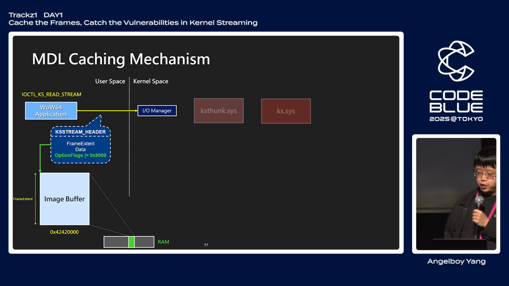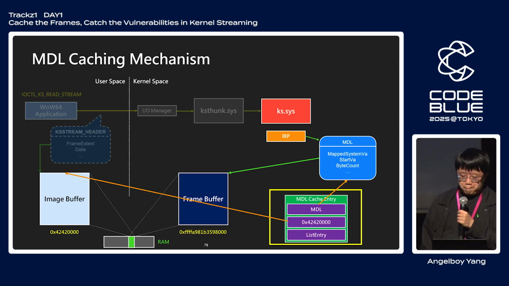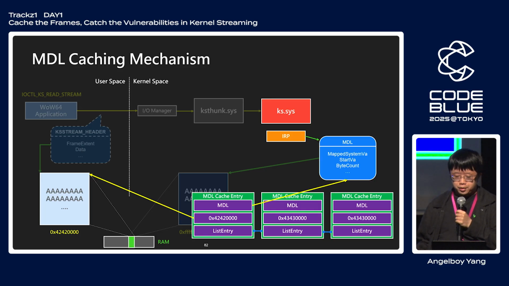Suppose we send an IOCTL with the cache flag. In KS, as mentioned earlier, it allocates an MDL and a mapped frame buffer. The difference here is that it also allocates an MDL cache entry, which records both the MDL and the user space image buffer. Next, it will allocate a KS frame structure and read data from the device. After handling the first IOCTL read request, the MDL entry is inserted into the MDL cache list.